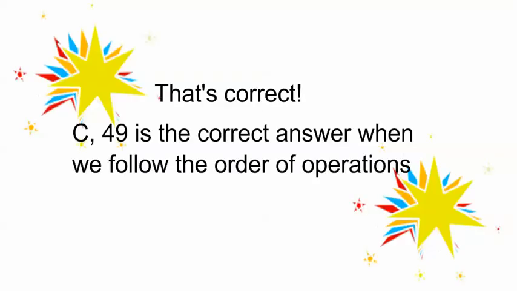That's correct. 49 is the correct answer when we follow the order of operations, solving first the parentheses, then multiplying and dividing, then adding and subtracting. Great job.